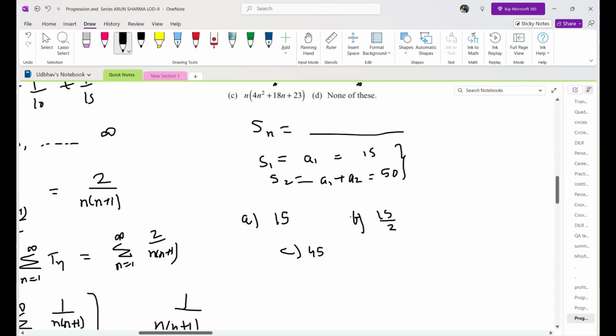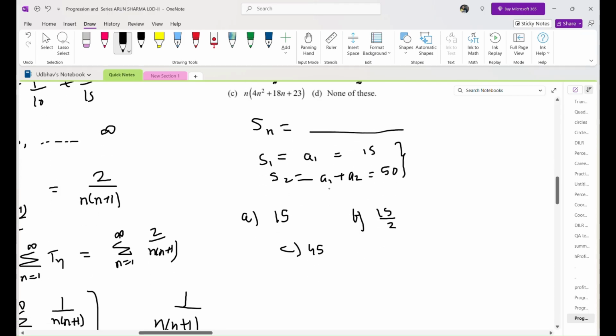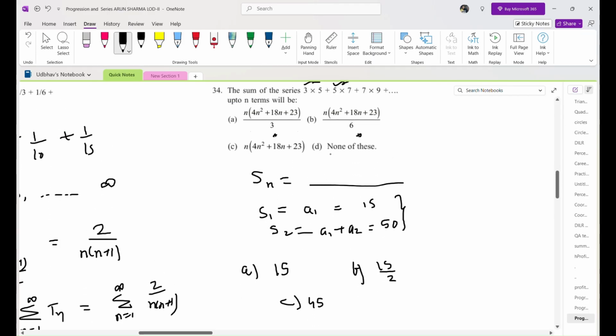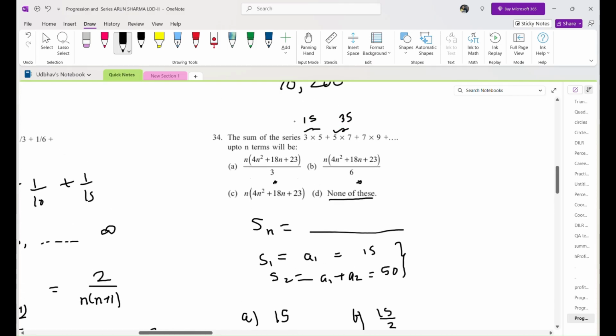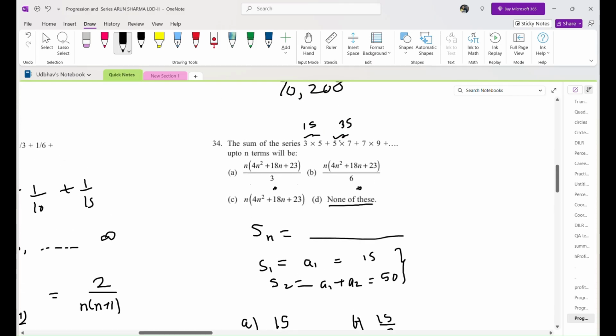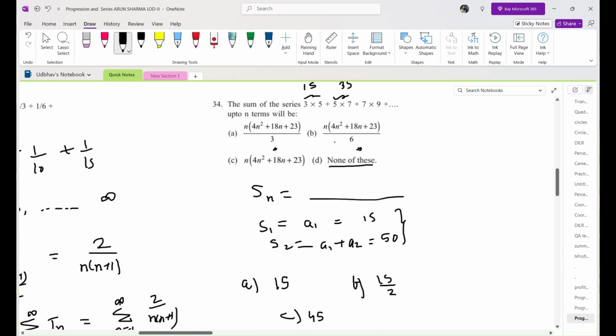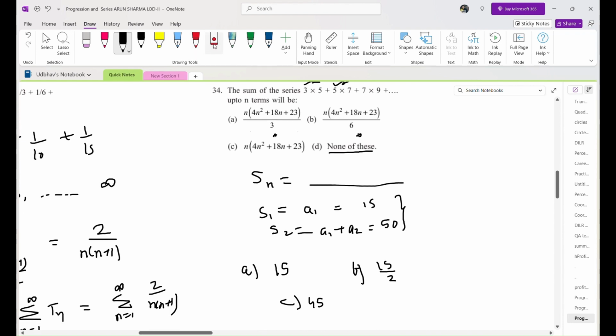So just to be clear, we are gonna solve for S2 also, because one of the options is none of these. What if this thing is not satisfying for S2, for S3? What if it is just satisfying for S1? So the answer will be none of these. So we'll check for S2 also. 35. Hmm. So we'll put 2 here.